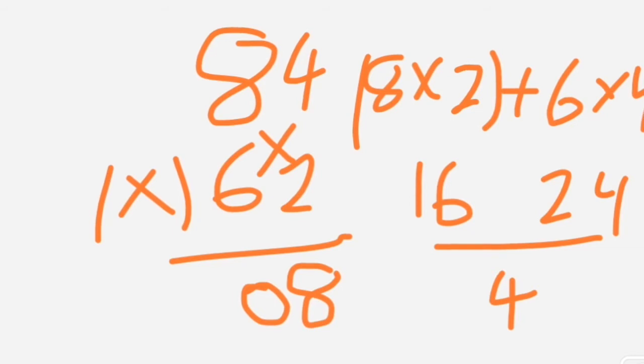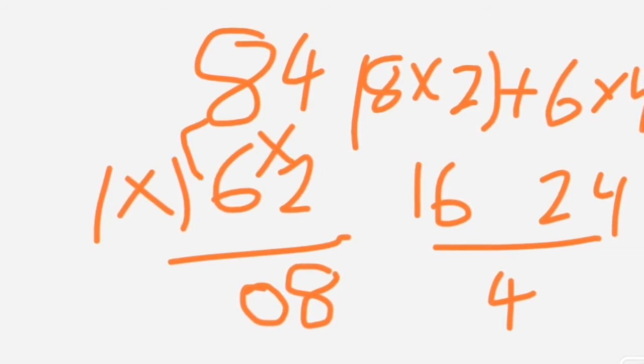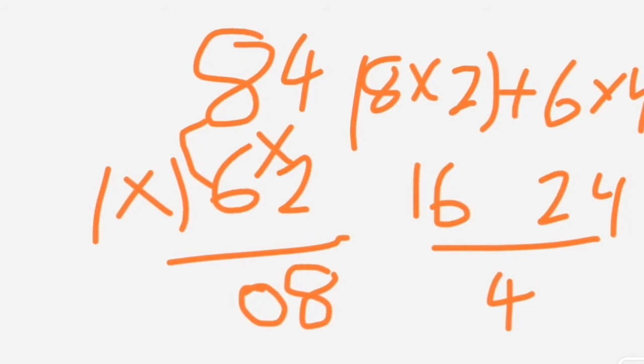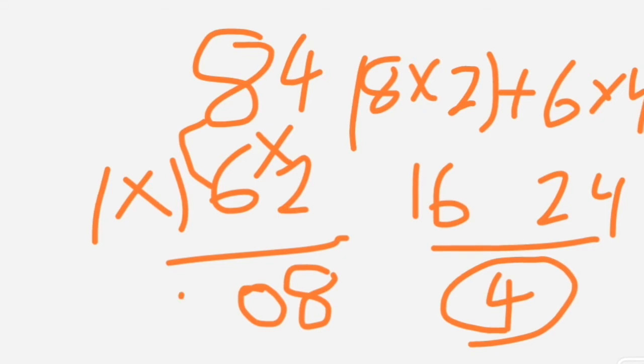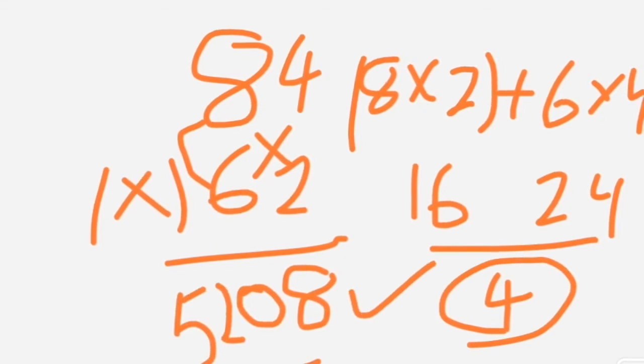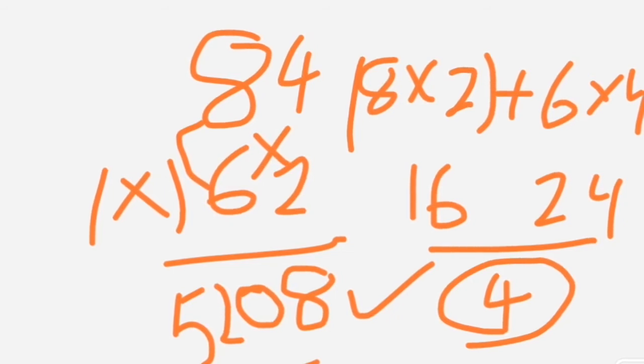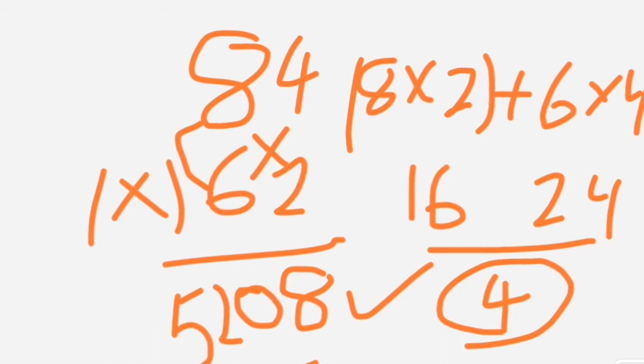The next step would be to multiply both the numbers in the tens digit, that means 8 into 6. So 8 into 6 would be 48. So 48 plus this 4 would be 52. So this is the required result. See friends how easy it was. We just multiplied 84 into 62. It is 5208.